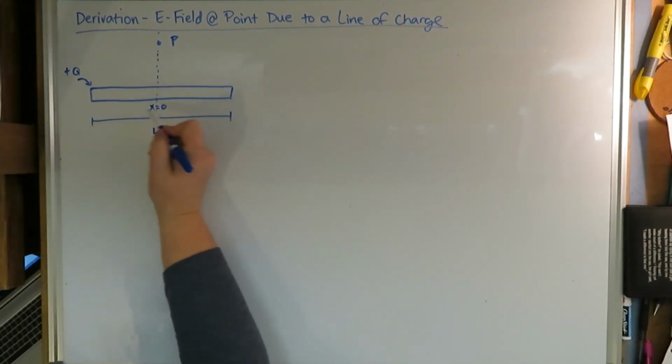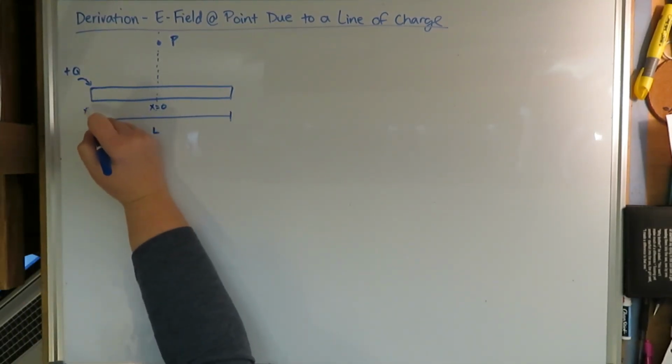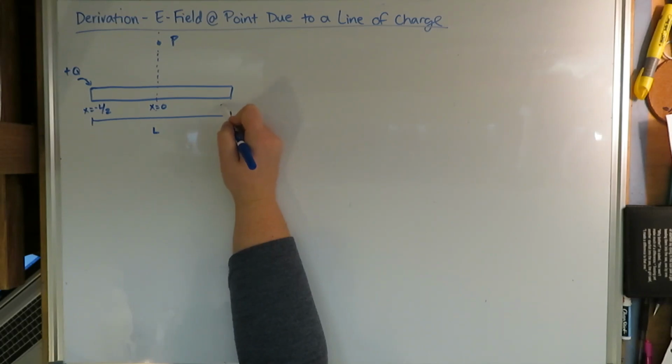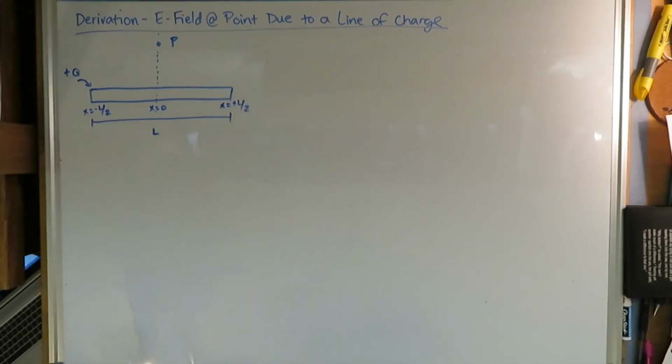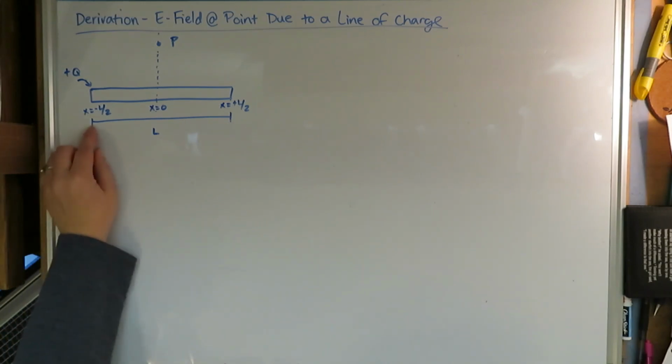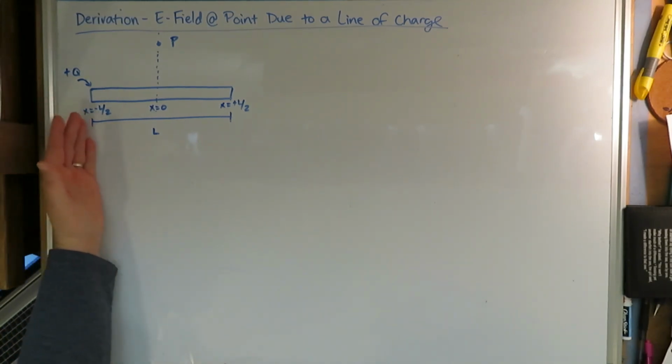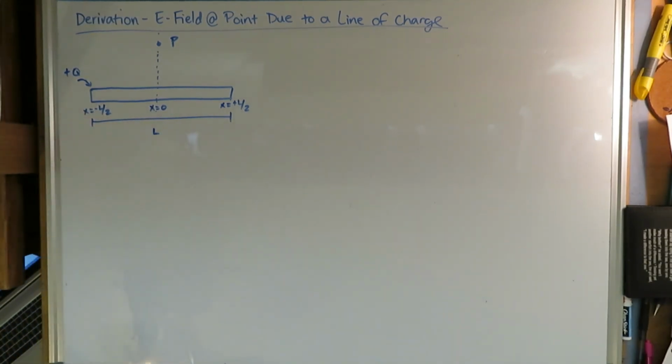And we're going to end up with the left side, therefore, being at a position of x equals negative L over 2, and the right side being at a position of x equals positive L over 2. So that's how we're going to set up this problem. There are different ways to do this. For example, I could have defined the left side of the rod to be x equals 0 and the right side would be x equals L.